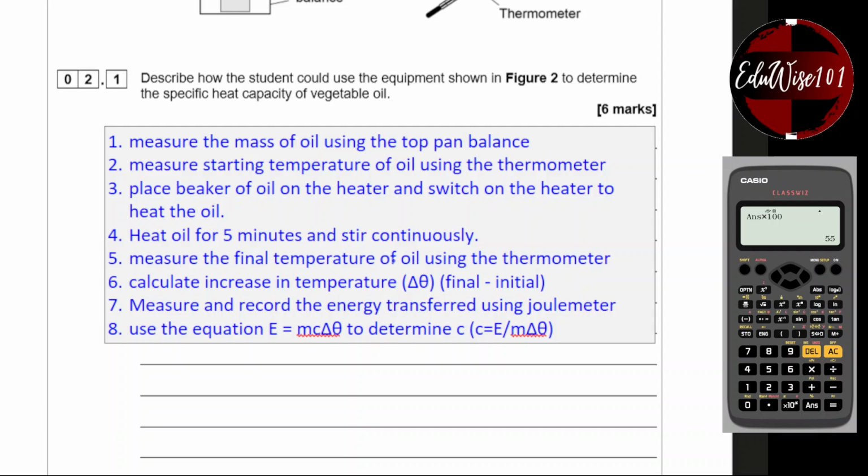Measure the final temperature of oil using the thermometer. You could say measure the final highest temperature as well. Calculate the increase in temperature, which is delta theta, final minus the initial temperature. Measure and record the energy transferred using the joule meter. Use the equation E equals mc delta theta to determine the specific heat capacity, which is c equals E divided by m delta theta. Now, that should give you all the 6 marks for this.